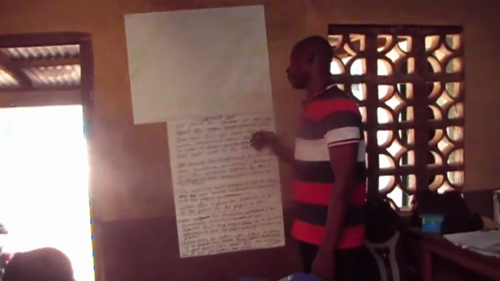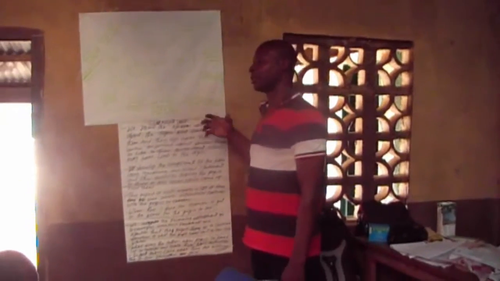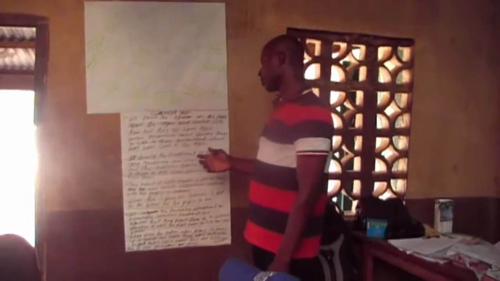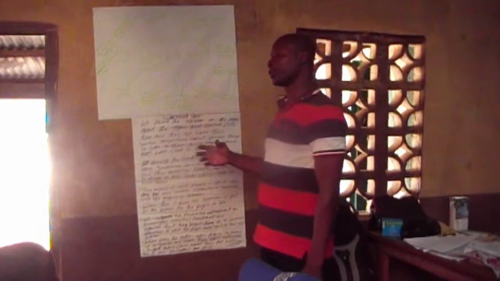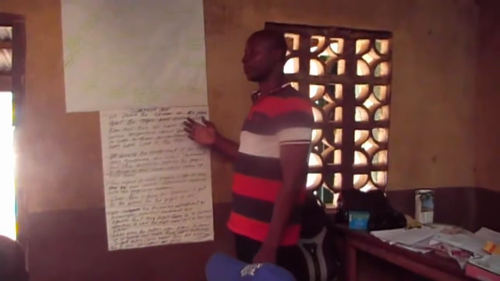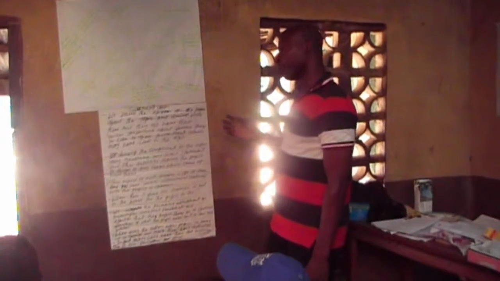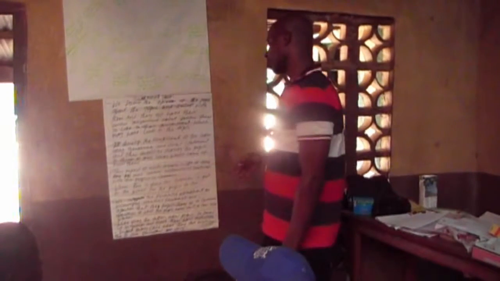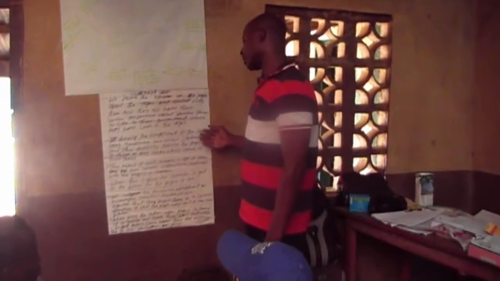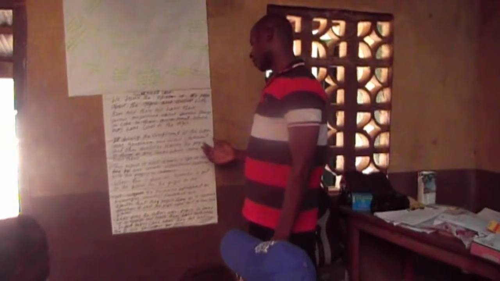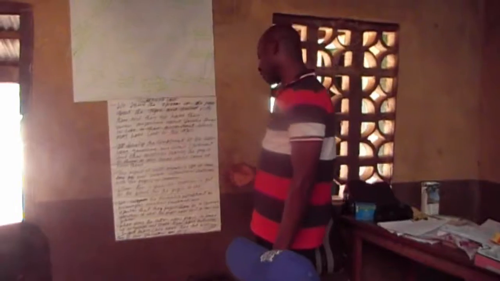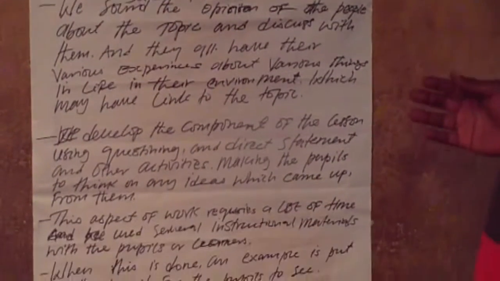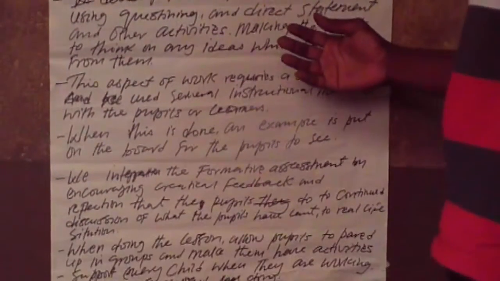We seek the opinions of the children, that is, by thinking about the topic and discussing with them. And they will all have their own views and experiences, which we will sum up. By so doing, this will help them to increase their critical thinking. Moving from that point, we develop the components of the lesson using questioning and direct statements and other activities, giving them tasks, making the pupils think on any ideas which came up from them.